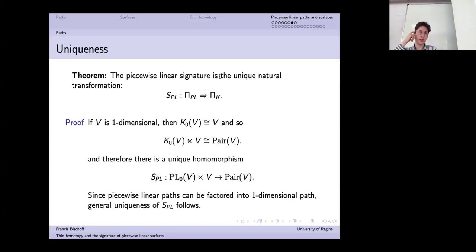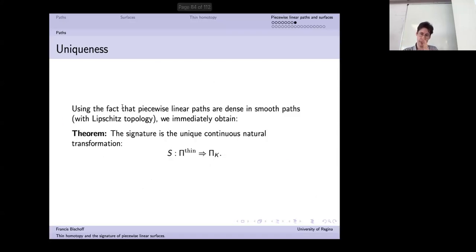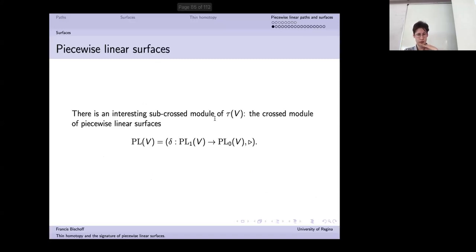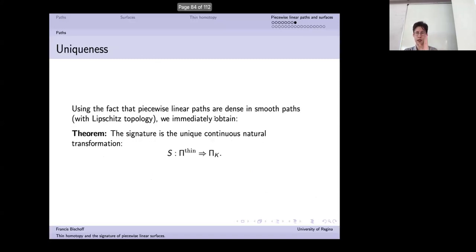So you could think of this, if you want, as an alternate definition of the signature. And in fact, because piecewise linear paths are dense in smooth paths using the Lipschitz topology, you also get that the signature of smooth paths is the unique continuous natural transformation. Okay, any questions about up to this point?